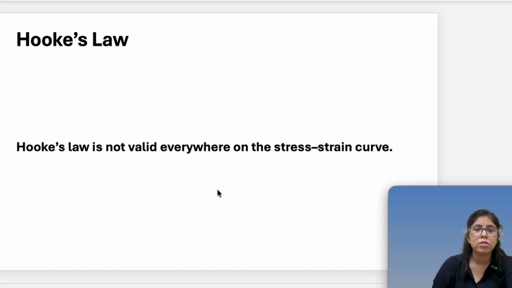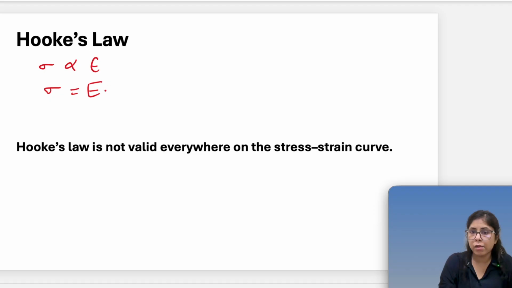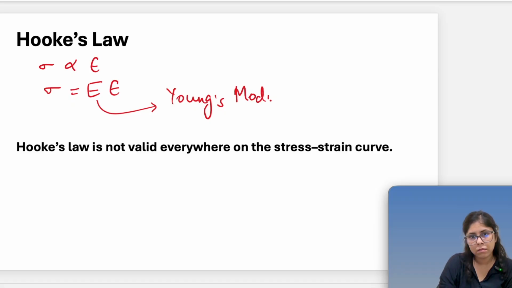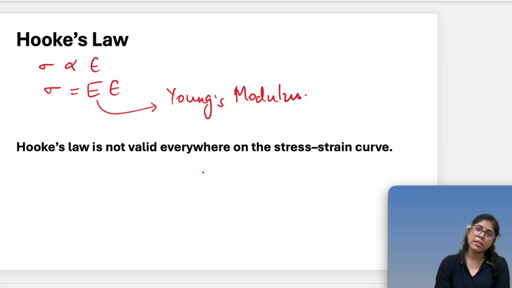So what's Hooke's law? It is simply a relationship between stress and strain. We can say stress sigma is directly proportional to the strain, and if I remove the proportionality sign, I put an equal sign and then one constant. That constant is E, and E is nothing but Young's modulus. So we call it Young's modulus.